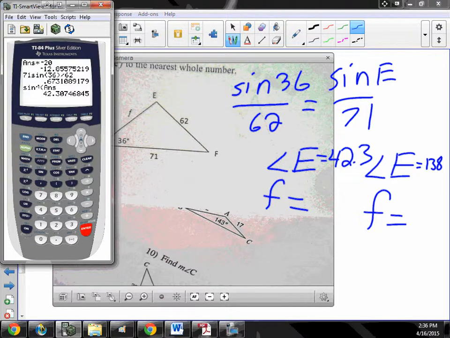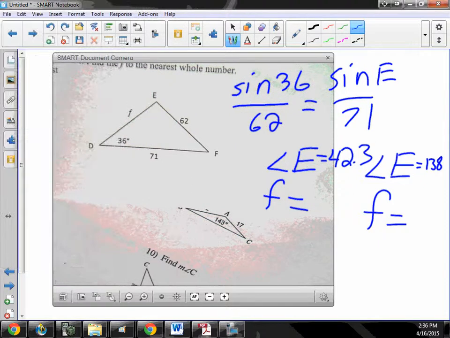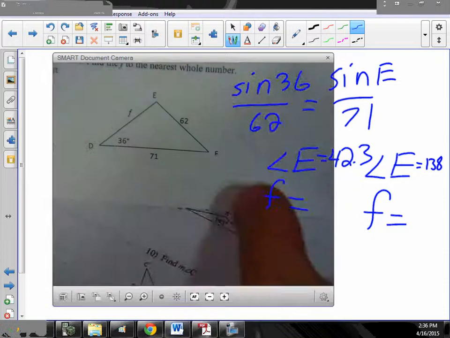Now that's why some people prefer the law of cosines, because you can go straight to F. But finding those roots with irrational quadratics on your calculator is kind of a mess, so I would just stick with the law of sines. I don't ever do the law of cosines for angle side side. Okay. And then turn the page.